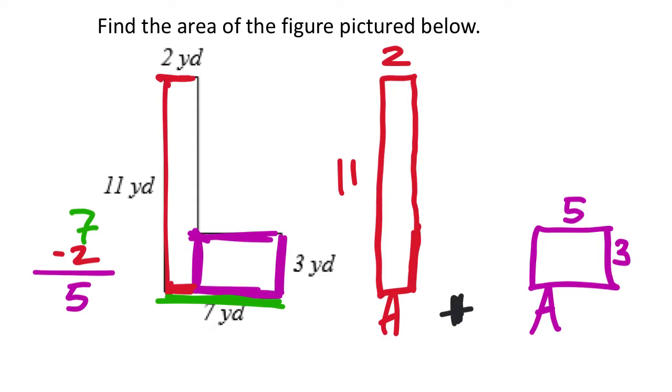So the area of the red there is 2 times 11, length times width, which is 22. Again, that would be 22 square yards, by the way. But I'm not going to worry about the label until we get to the final answer on this one. And the area of the purple shape, length times width, 5 times 3, which is 15.